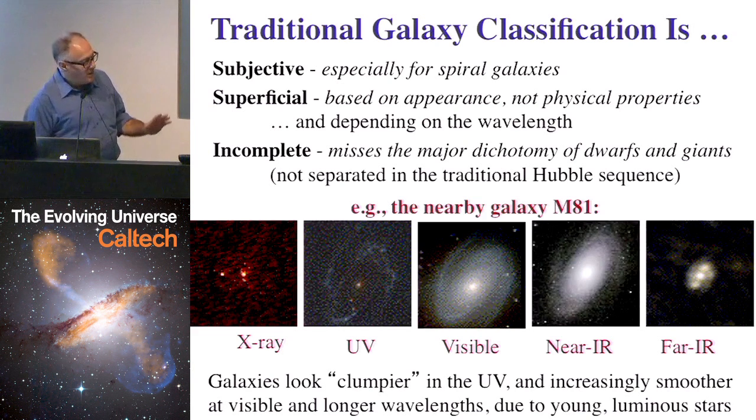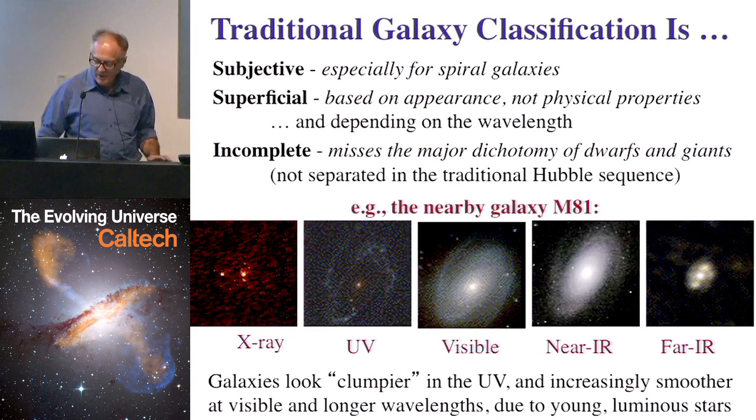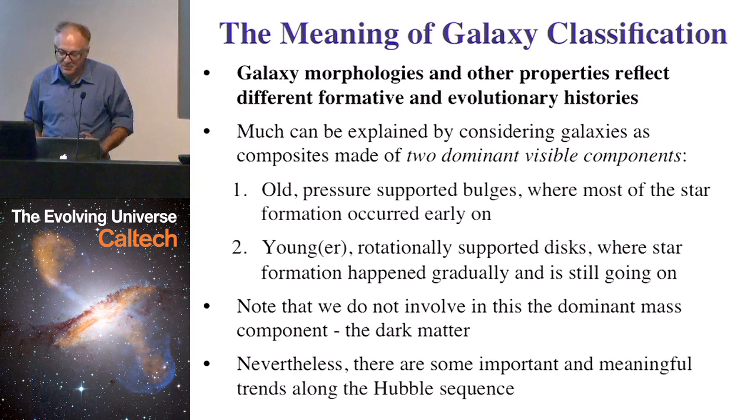But if you had eyes in different parts of the electromagnetic spectrum, galaxies would look very different. And so it's sort of a quasi-historical biological accident that we do it in visible light. But if we had eyes sensitive in the far infrared, we'd have a completely different kind of classification. All right, but that's the bad news.